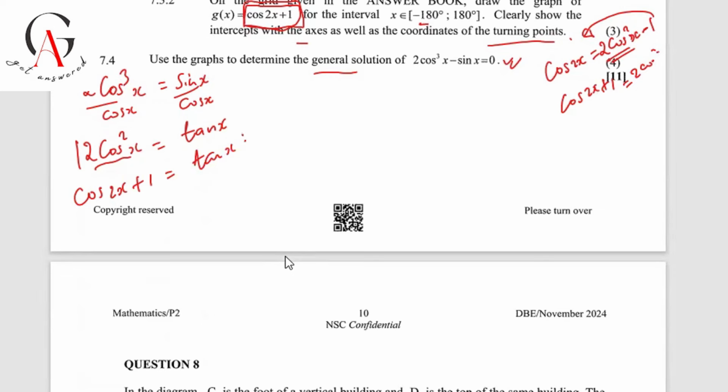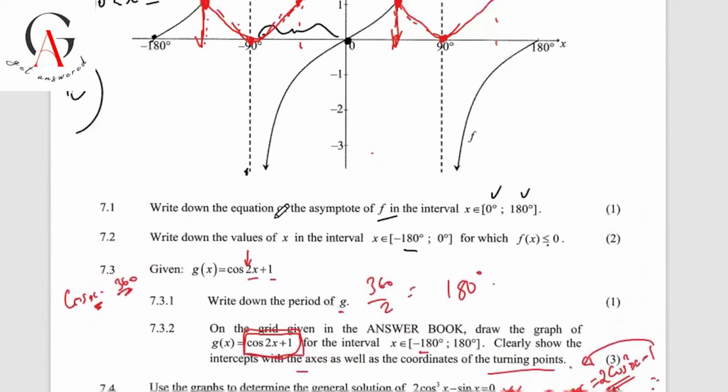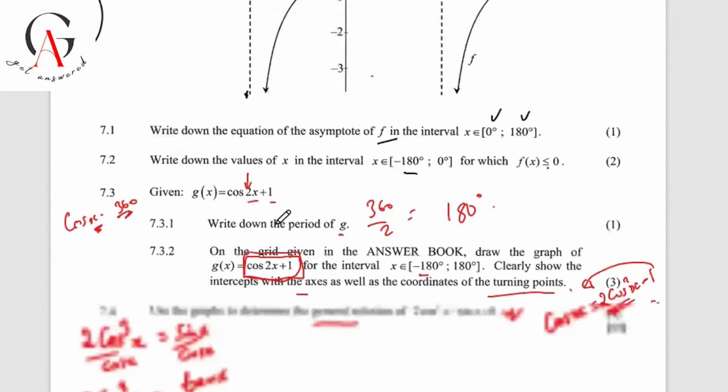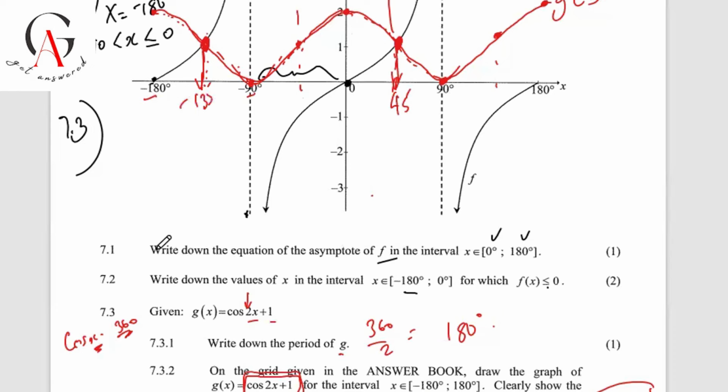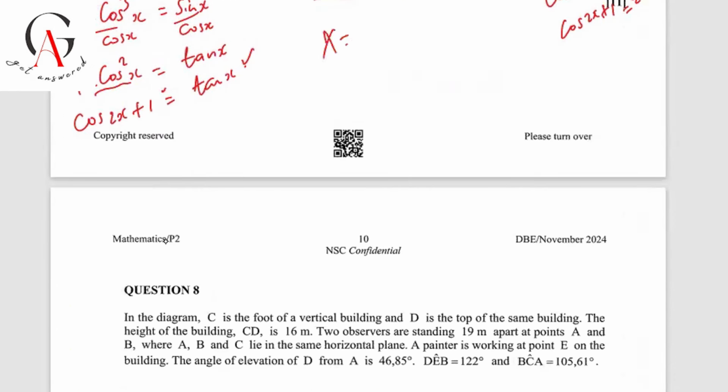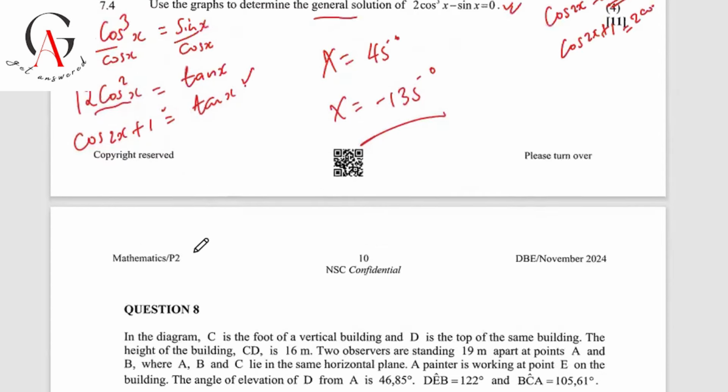Now we can see that f and g are equal. The points where f is equal to g, we see that it's between negative 180 and negative 90. So in intervals of 45, this is 45, this is negative 135. So I'm going to say that x must be positive 45, then x must be negative 135. All right, so that is question number 7.